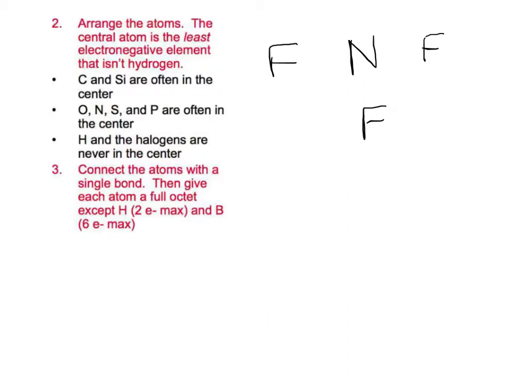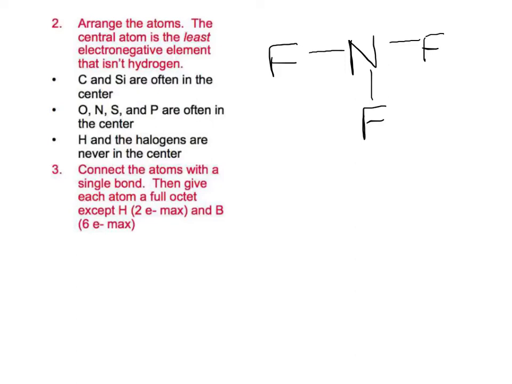Once we figure out how many valence electrons we have, we're going to arrange the atoms so that they look as symmetrical as possible. So in this case, nitrogen would be in the center, and we'd surround it with 3 fluorines. Now, because these atoms are in a molecule, they need to be connected with a bond. So we're going to draw a single covalent bond to connect the atoms to nitrogen. This single covalent bond represents 2 electrons.